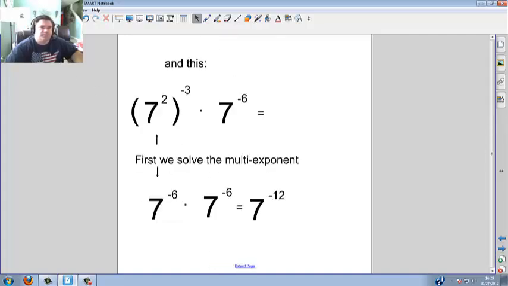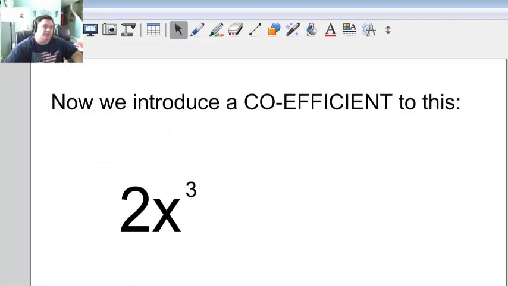Okay. And this, 7 squared to the negative third times 7 to the negative 6. Combine these first to make negative 6. So it's negative 6 and another negative 6, which make negative 12. 7 to the negative 12.